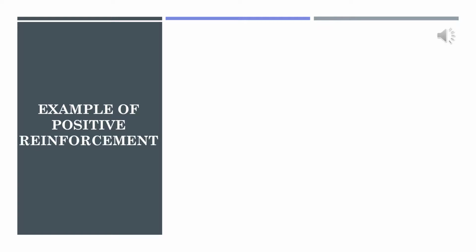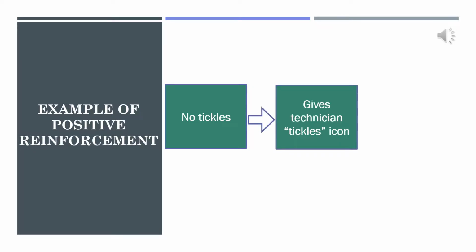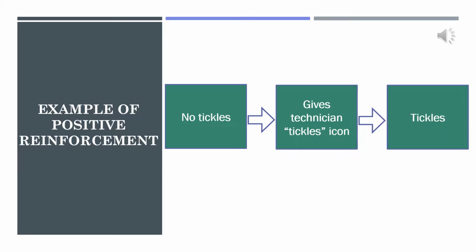The following is an example of a positive reinforcement contingency that you might see while working with a client. The antecedent in this example is no tickles. The behavior is when the client gives their technician a tickles icon, and the consequence of their behavior is receiving tickles. If tickles functions as a reinforcer, the client will be more likely to engage in the response of giving the tickles icon to someone in order to come into contact with the reinforcer of tickles.